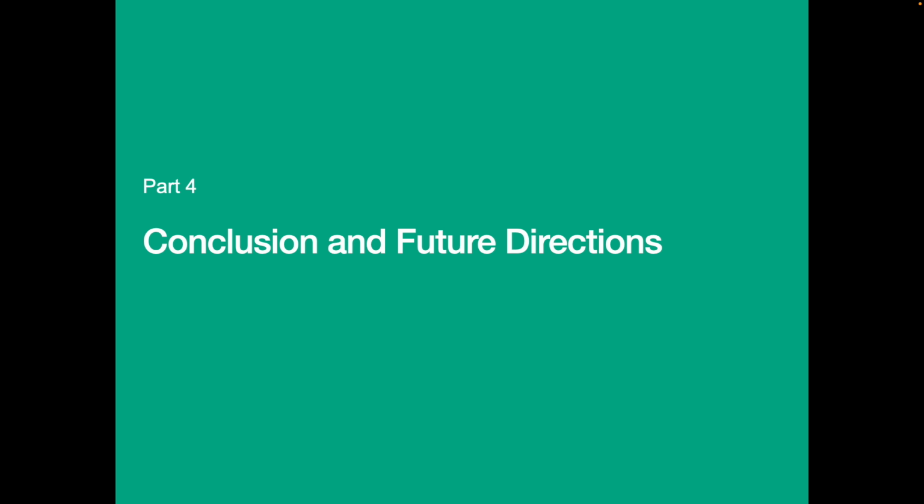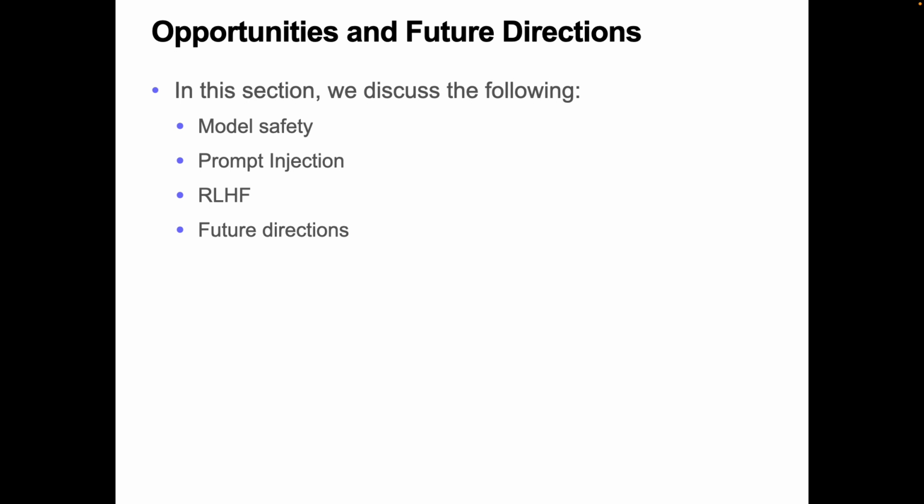So this is the last part of the lecture, and here we're going to conclude with some remarks and ideas for future directions. In this section specifically, we will discuss the following: model safety, this concept of prompt injection, reinforcement learning from human feedback, and some future directions.